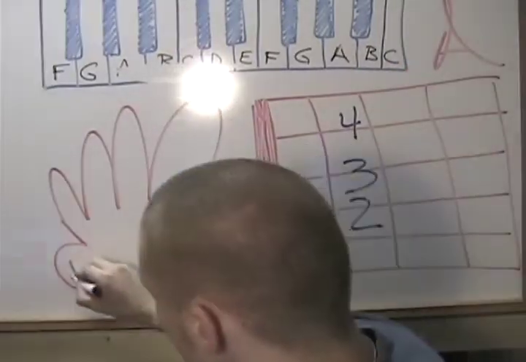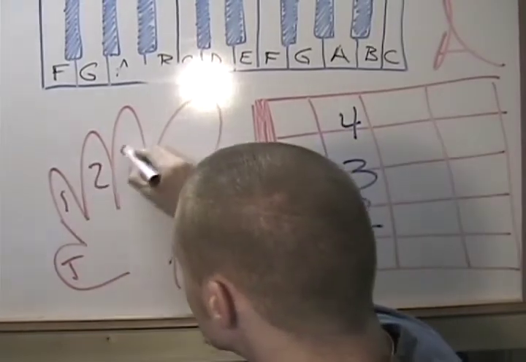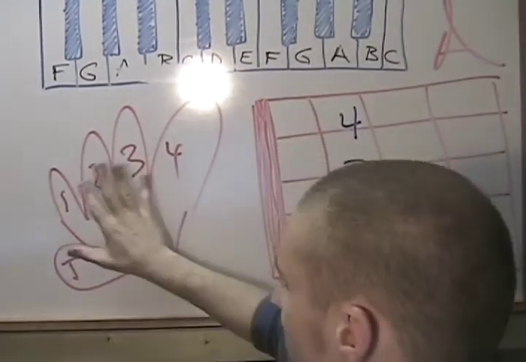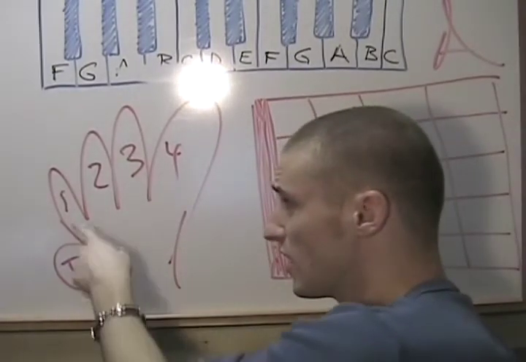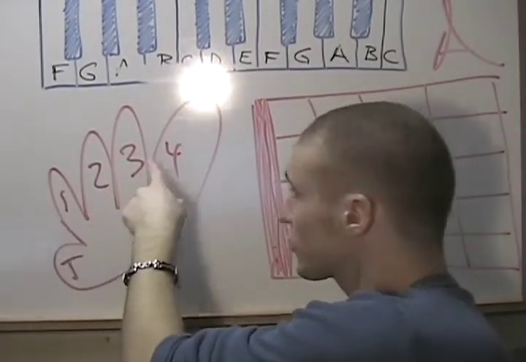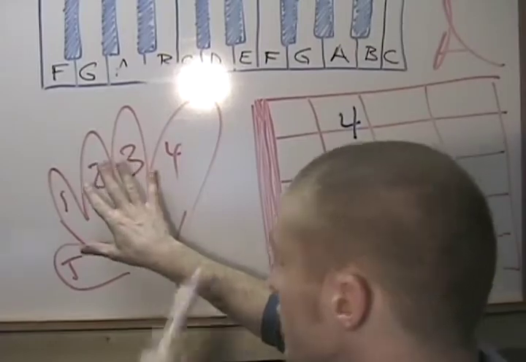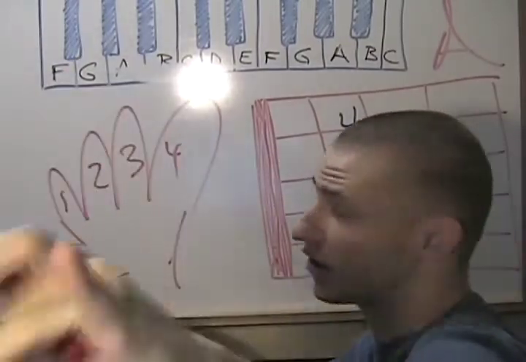Here's our hand. This is your thumb, 1, 2, 3, 4, and then here you have it. Your hand doesn't look like this, but if it did, this would be your thumb. This is your first finger, 2nd, 3rd, and 4th finger. The 4th finger is always the pinky on the guitar. On the piano, it's different.